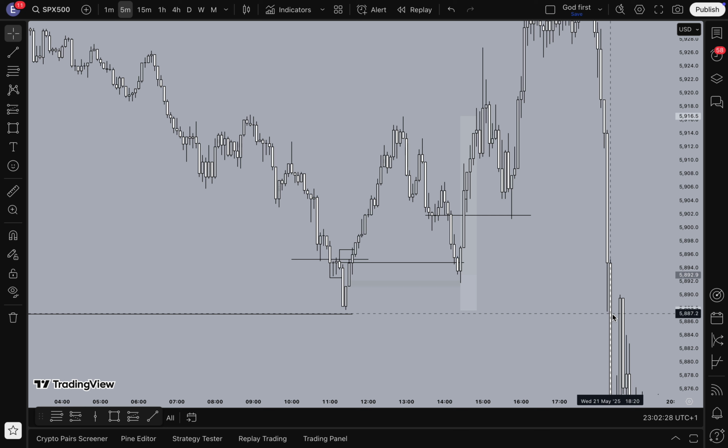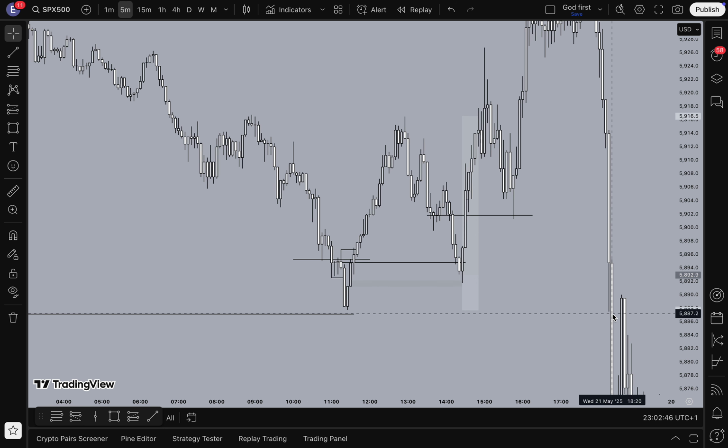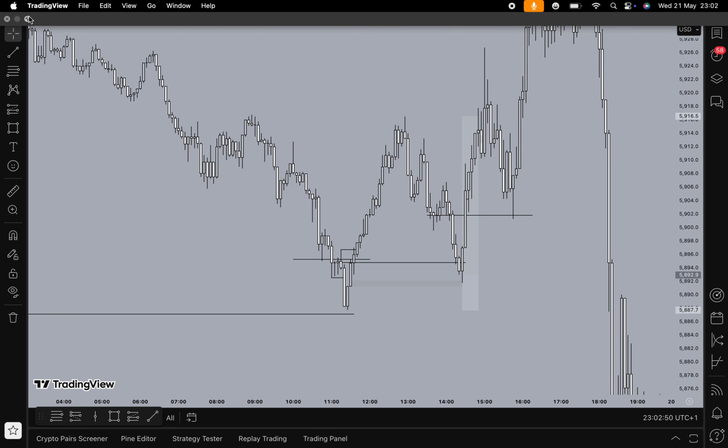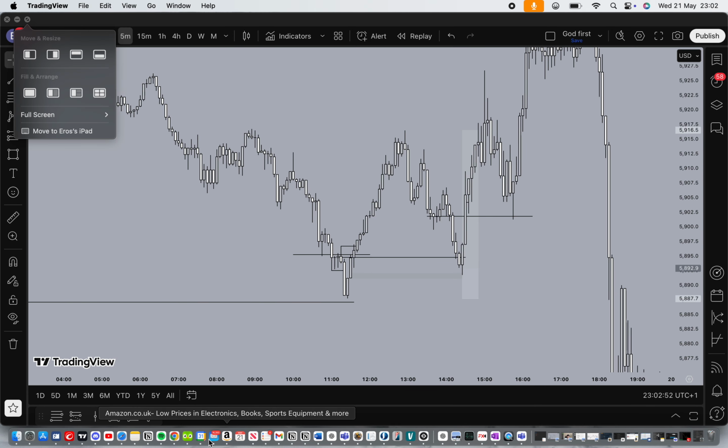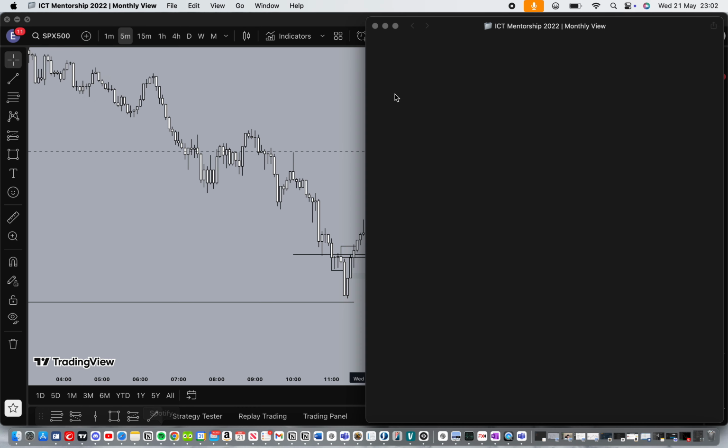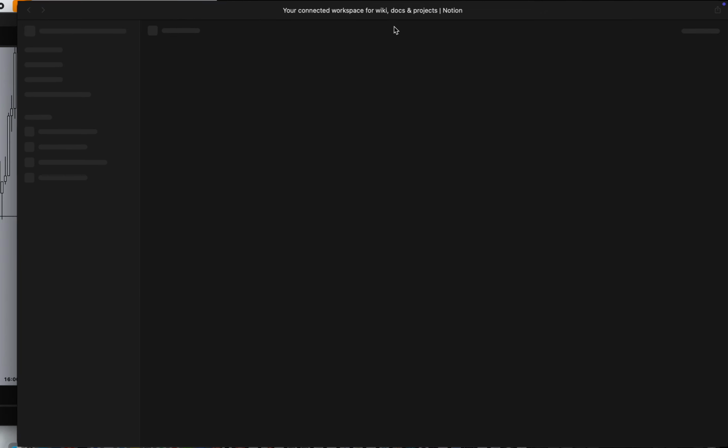If you don't see all your confluences, for example, you should not be taking a trade. Simple as that. There's nothing else you should do. Yeah, and that's about it. I'll show you my journaling quick on this trade. Just go to Notion quick.